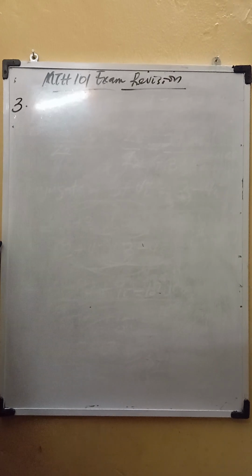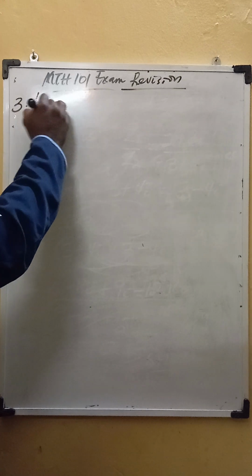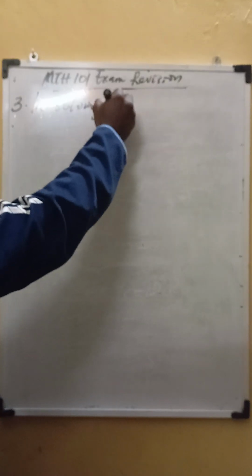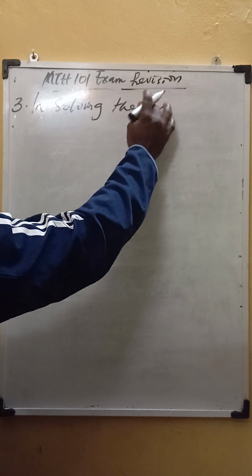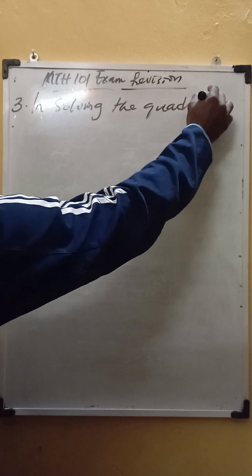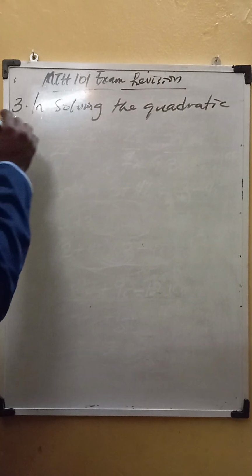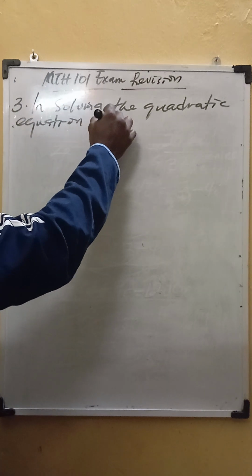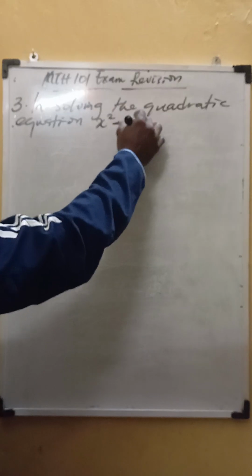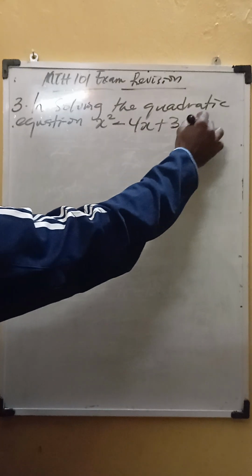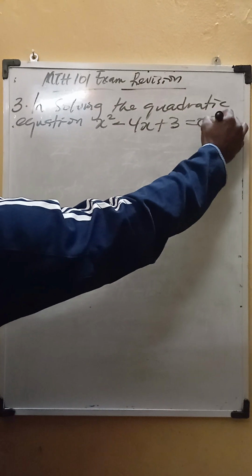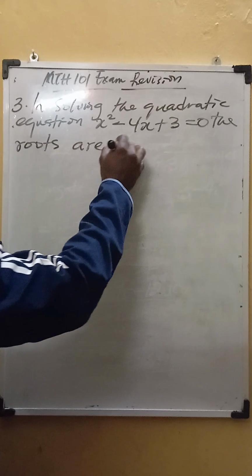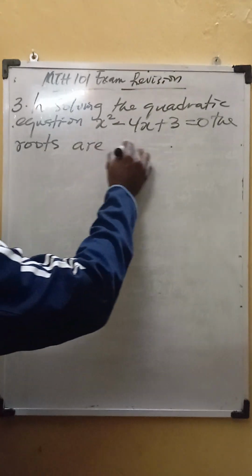All right, so we take question number 3. Question number 3 says, in solving the quadratic equation x squared minus 4x plus 3 is equal to 0, the roots are dash. This is actually a fill in the gap question.